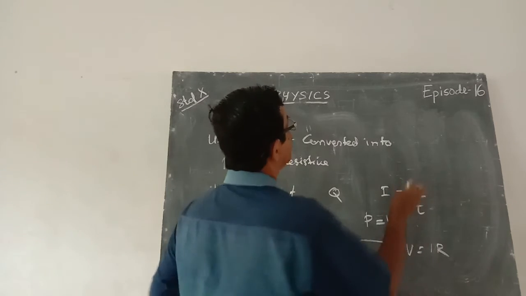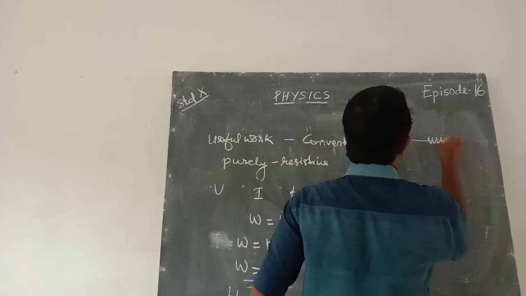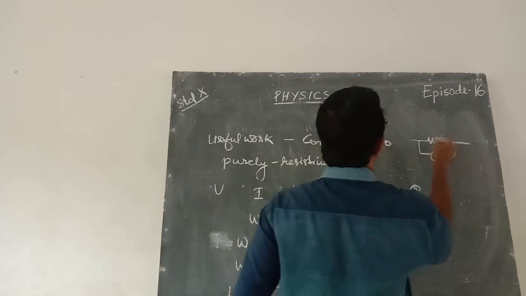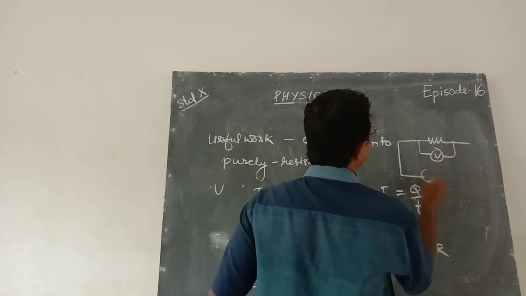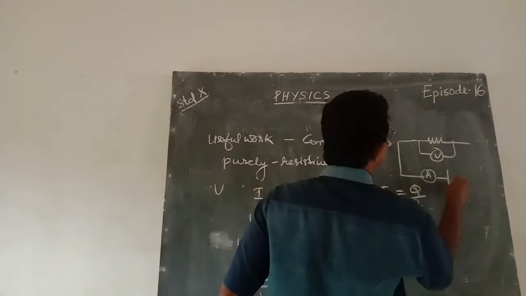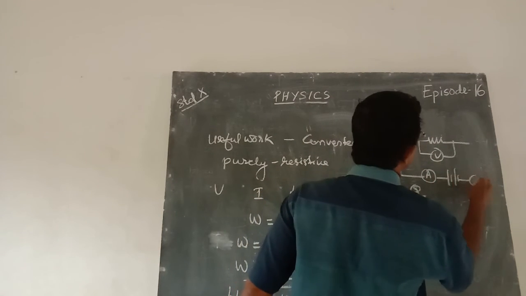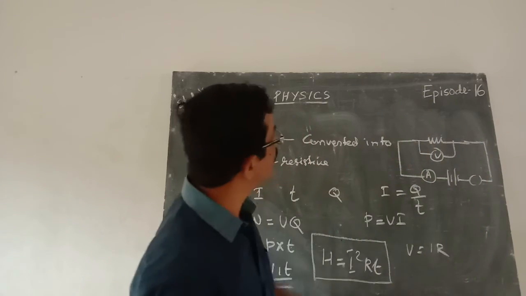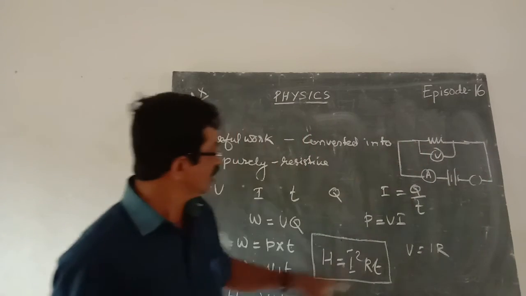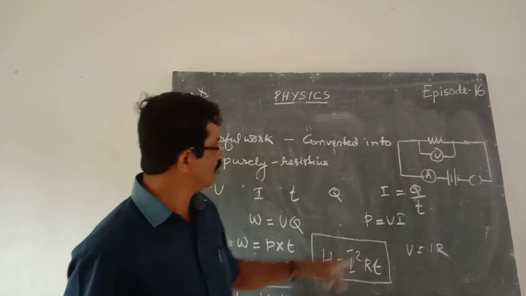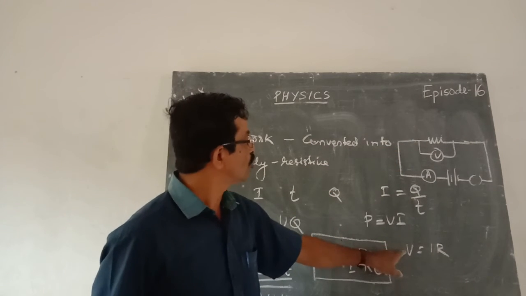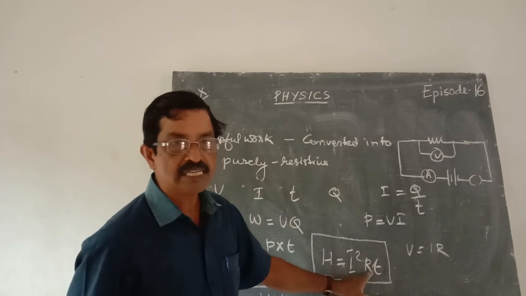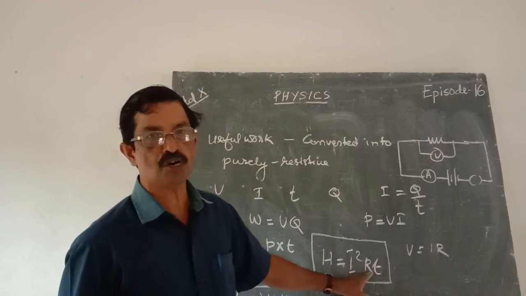The current through a resistor and the potential difference V volt we can measure, with an ammeter to measure current, a battery and a switch. These are the devices. From this we can measure the current I. So we can get the relation H is equal to I square RT. This is Joule's law of heating.